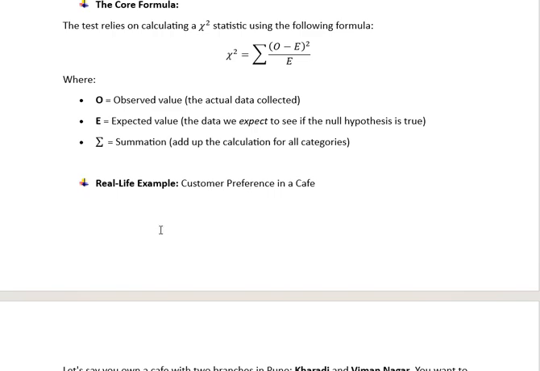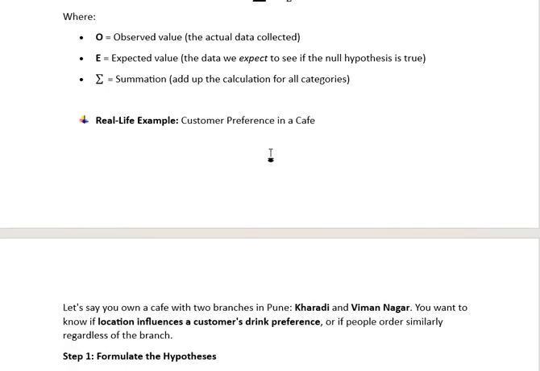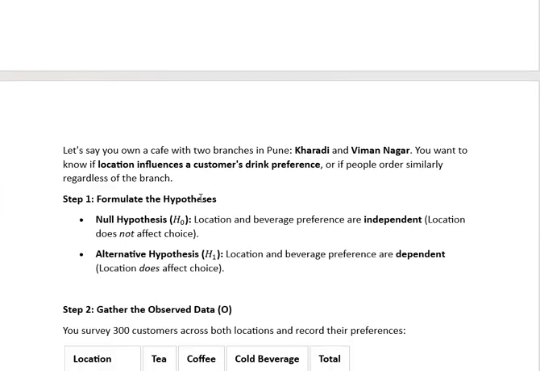So let's come to a real life example. Customer preference in a cafe. Let's say you own a cafe with two branches in Pune, Kharadi and Vimannagar. You want to know if location influences a customer's drink preference, or if people order similarly regardless of the branch. So this is our purpose: whether a customer's drink preference is affected by the location or not.